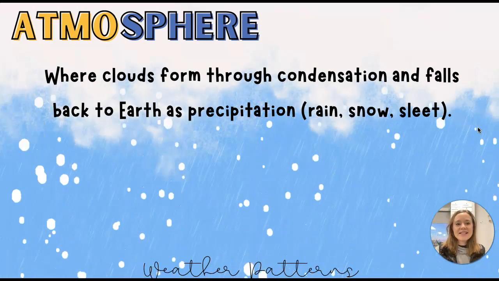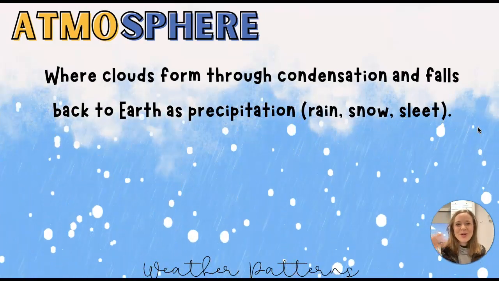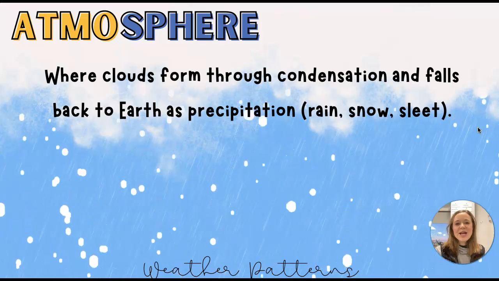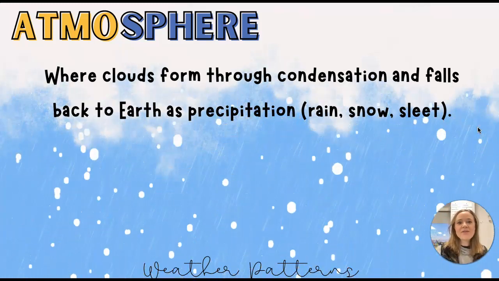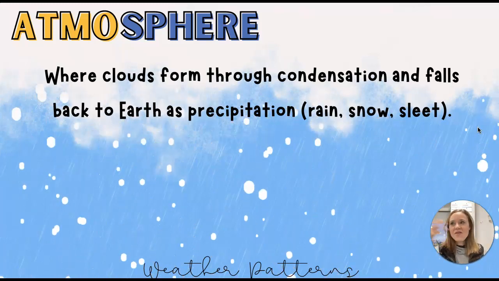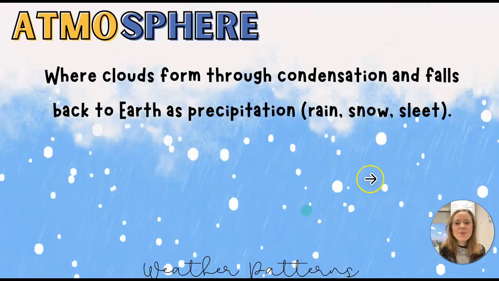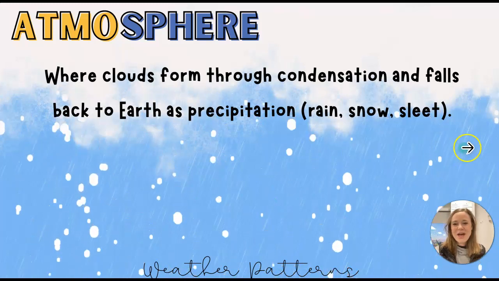And then lastly, our atmosphere, where clouds form through condensation. So our atmosphere is made up of water vapor. It is made up of clouds. It's made up of all of those pieces. So we will dig deeper into that in our weather patterns unit as well.